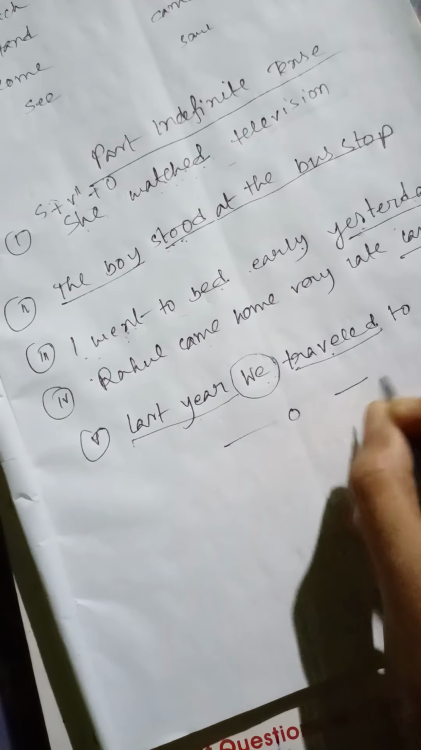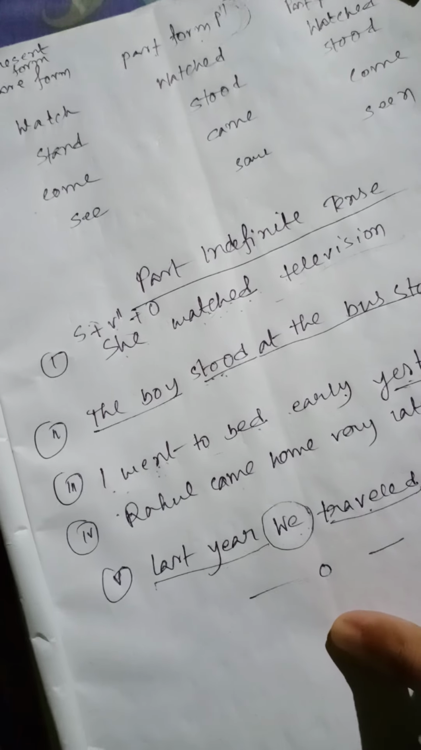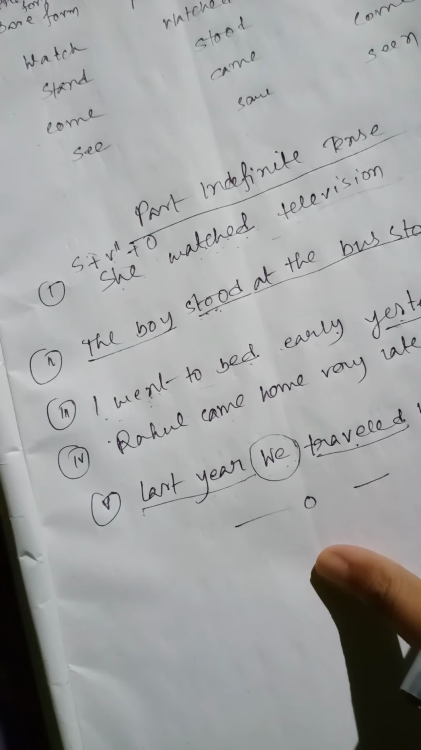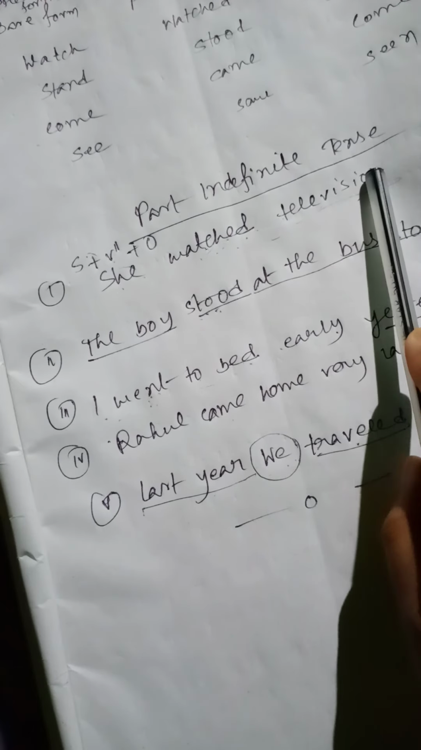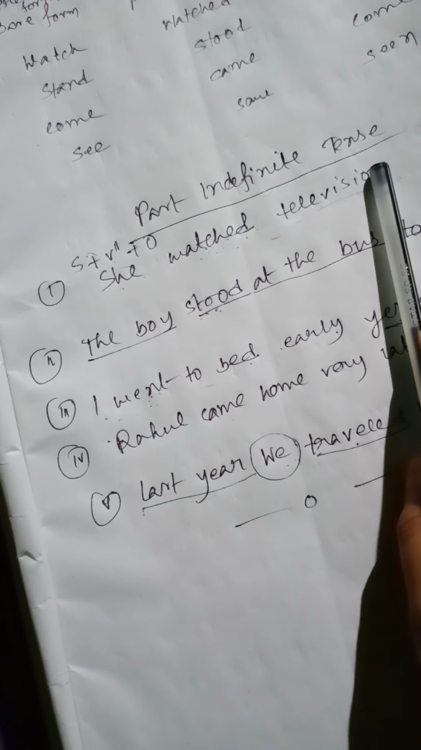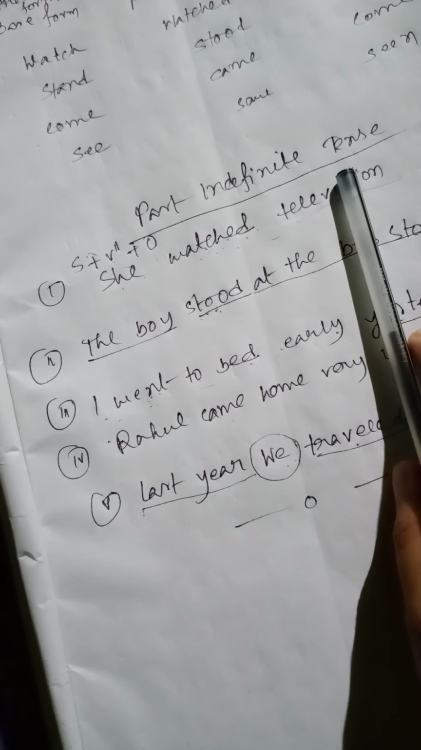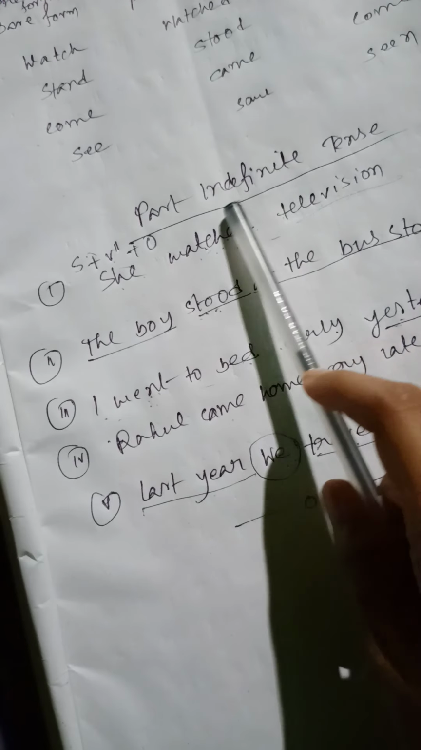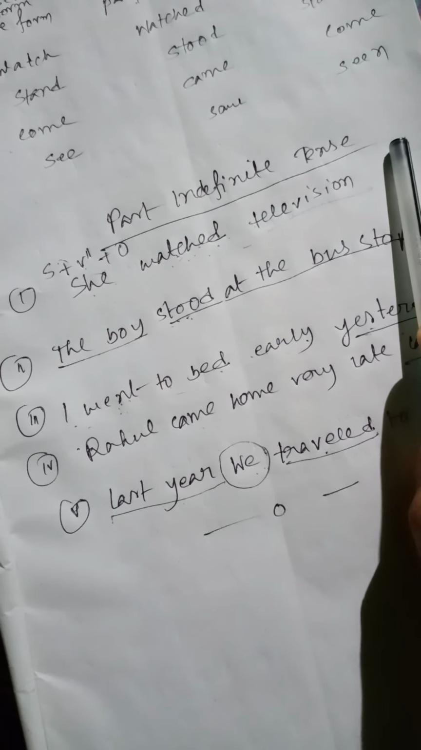So these are the things you have to keep in mind when you form a past indefinite tense sentence. Previous day I talked about present indefinite tense and today I have talked about past indefinite tense. Try to find out the difference between these two tenses. Then you can understand. In my next video, I will talk about how you can transform a sentence of past indefinite tense into a negative and an interrogative one. That's it for today about tense.